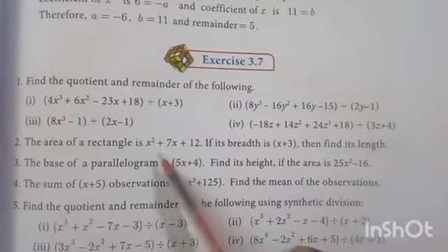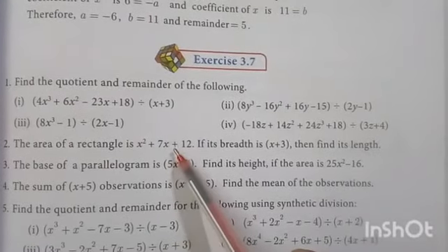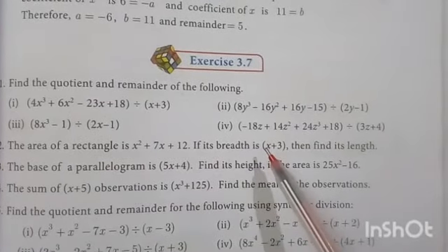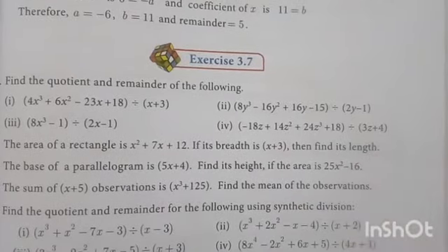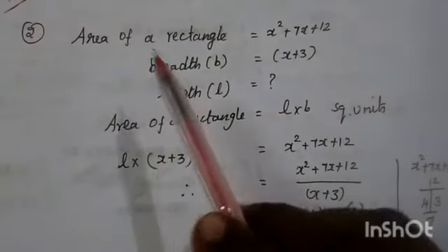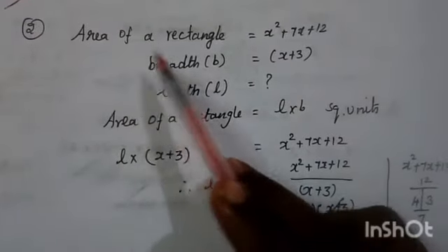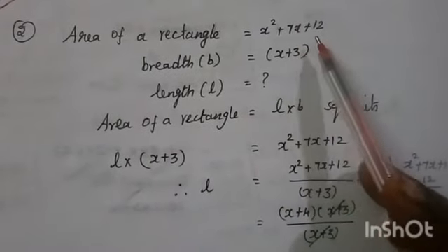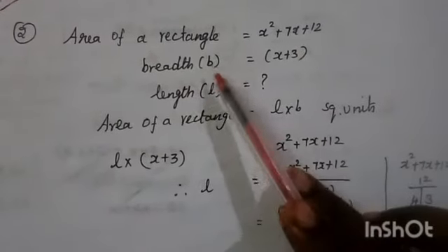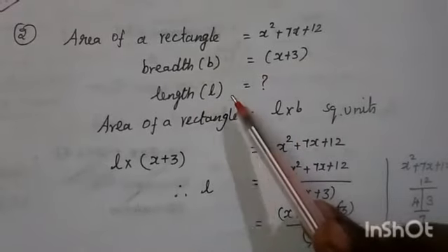For the area of a rectangle, the formula we know is length into breadth. Breadth is given. Using that we want to find the length. What are the things given? You have to write first. Area of a rectangle is given, that is x square plus 7x plus 12. Breadth is x plus 3. We want to find length.